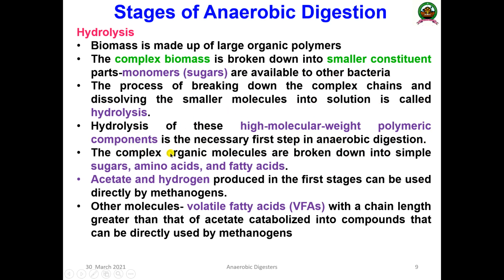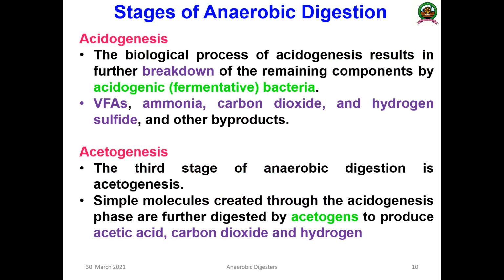Okay, so the complex organic material in this step is broken down into simpler sugars, amino acids and fatty acids, along with acetic acid and hydrogen, which are produced in the first step and can also be used directly in the methanogenic process. The other molecules such as VFAs, that is volatile fatty acids with a long chain greater than acetate, will be catabolized into compounds that can directly enter the methanogens, and the process is known as methanogenesis.